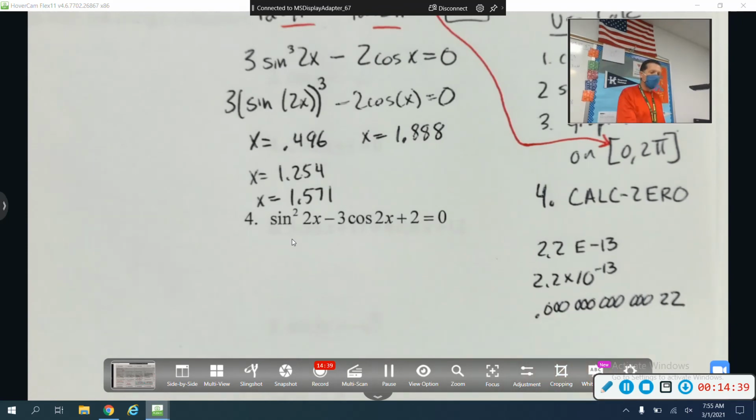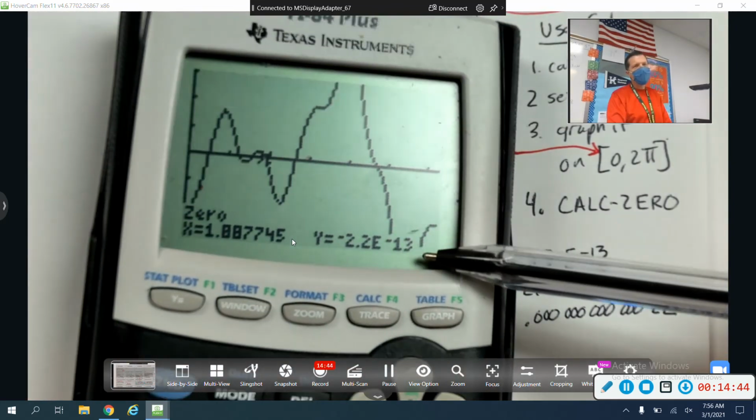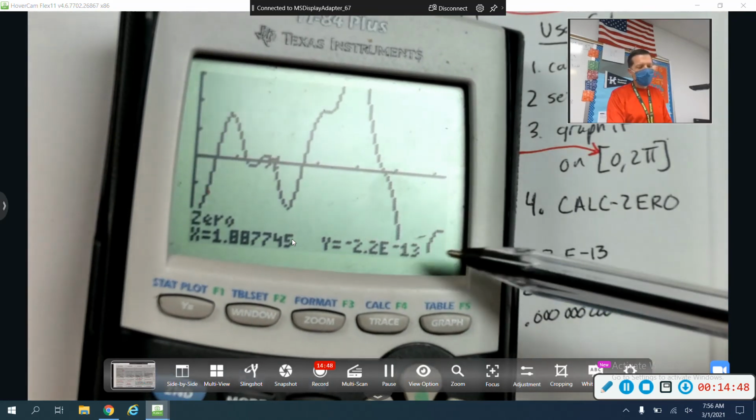So some people get thrown off. They're like, oh, it didn't work because I didn't have 0 over here. You're like, well, think about what that number is. That's pretty close to 0. So don't be alarmed if e to the negative 13 shows up.